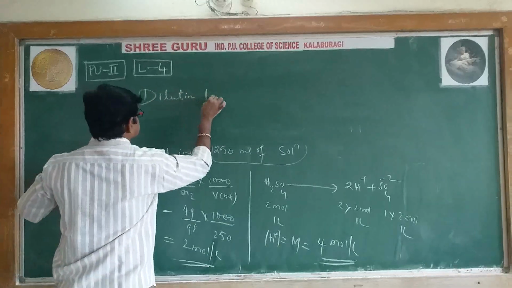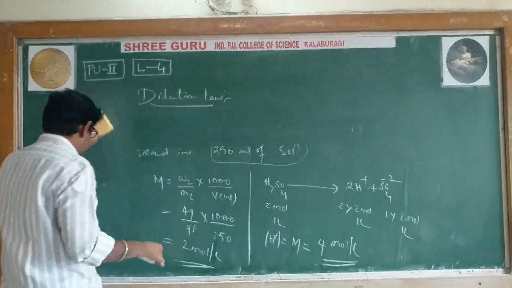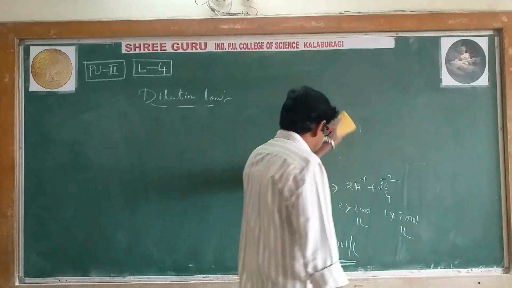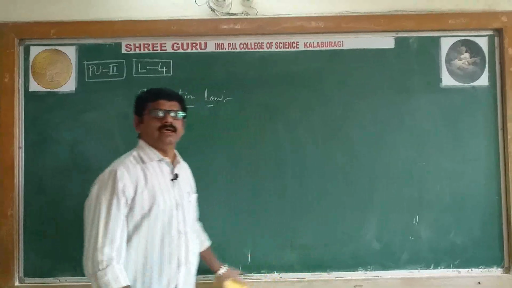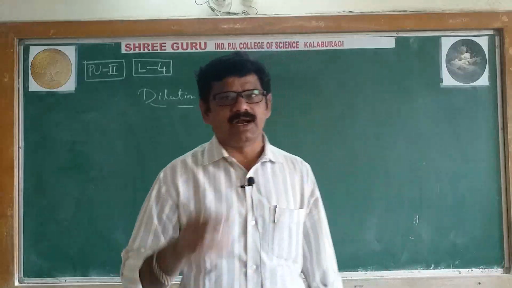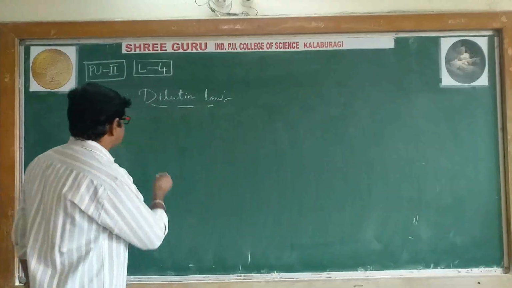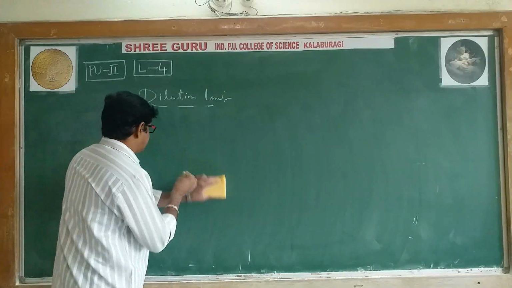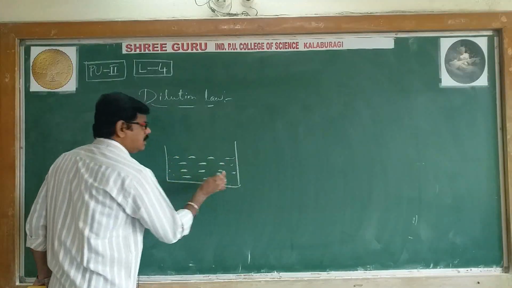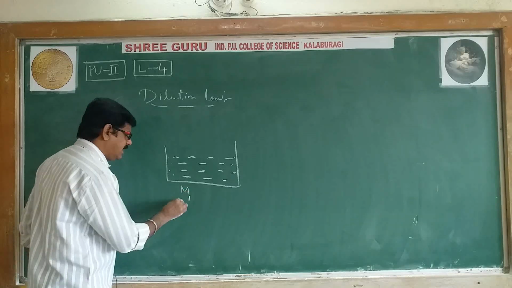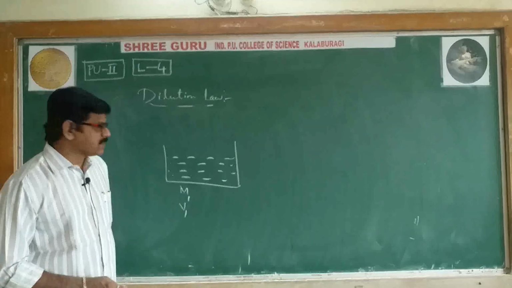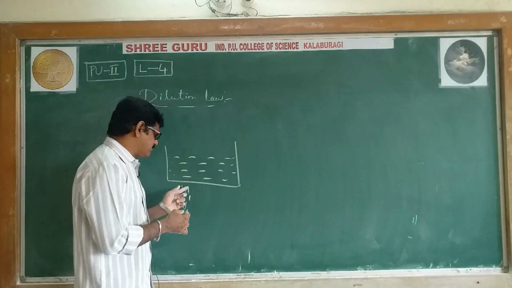Dilution law. Let's see what the dilution law is. Very simple. What is meant by dilution? Dilution is nothing but addition of water. Addition of water is nothing but dilution. Then what is the dilution law? Say we take one container like this. In this container, one solution has been taken whose molarity is M1 and its volume is V1. Its concentration is M1 and volume is V1.